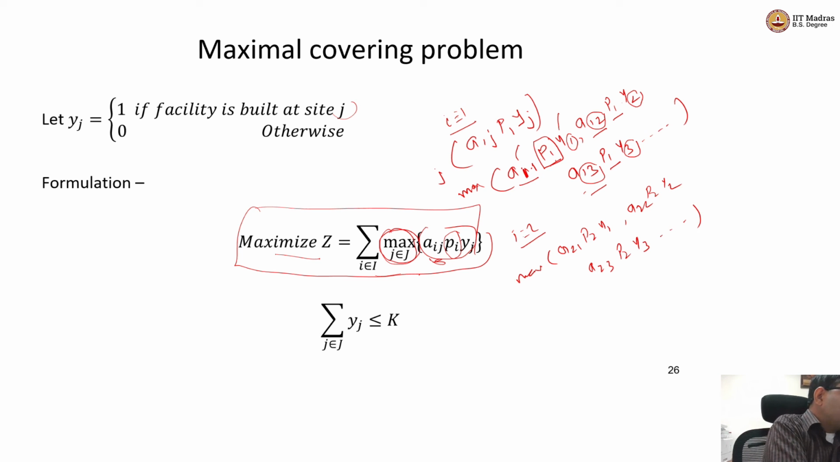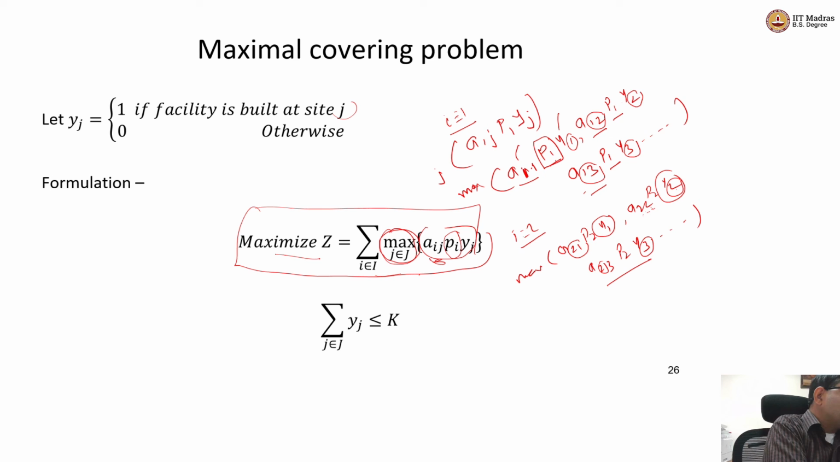So if you decide to have a facility at 1, does it serve node 2? If you decide to have a facility at 2, does it serve node 2? If you decide to have a facility at 3, does it serve node 2? Right. So Y2 is a decision, but once you take a decision, can it serve that particular node?